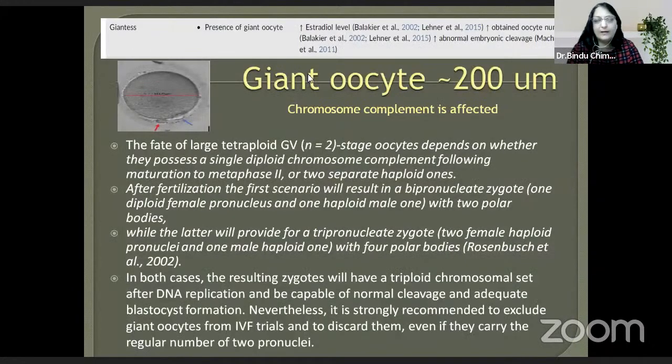Okay, so now coming to another factor which is called as the giant oocyte. Now here on the screen at the moment you will not be able to differentiate, but then we all know what a giant oocyte looks like. So a giant oocyte is more than 200 microns in size, and in such cases mostly it is the chromosomal complement that is affected. There are various studies which have tried to associate the size of the oocyte with the blastocyst formation and the implantation outcomes. And it has been said that they may not really affect the fertilization potential, but then it has been advised that such oocytes may better not be selected if there are other options available.